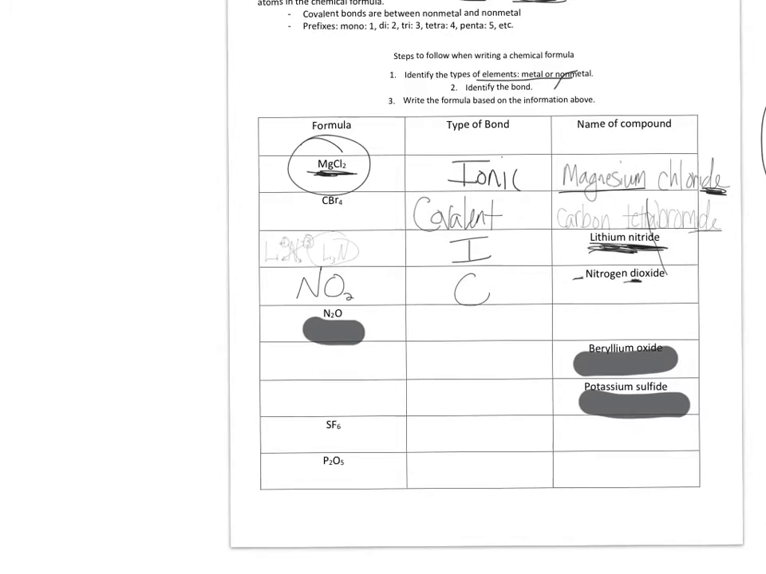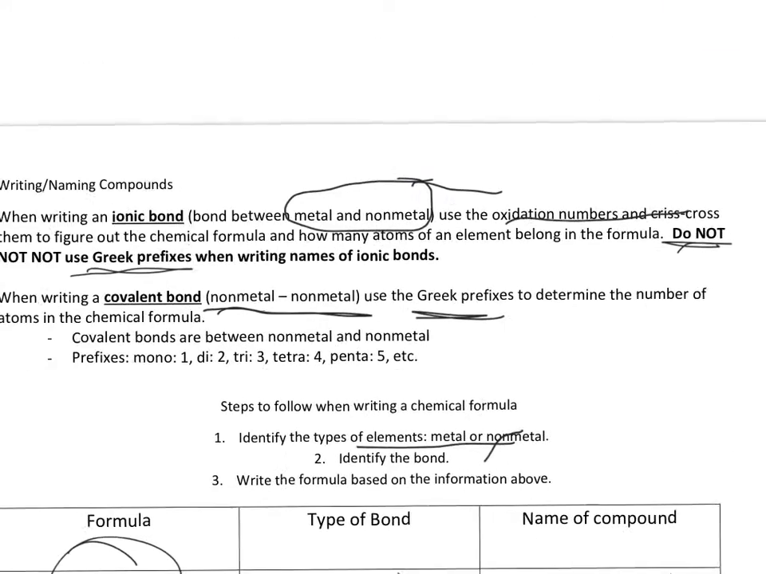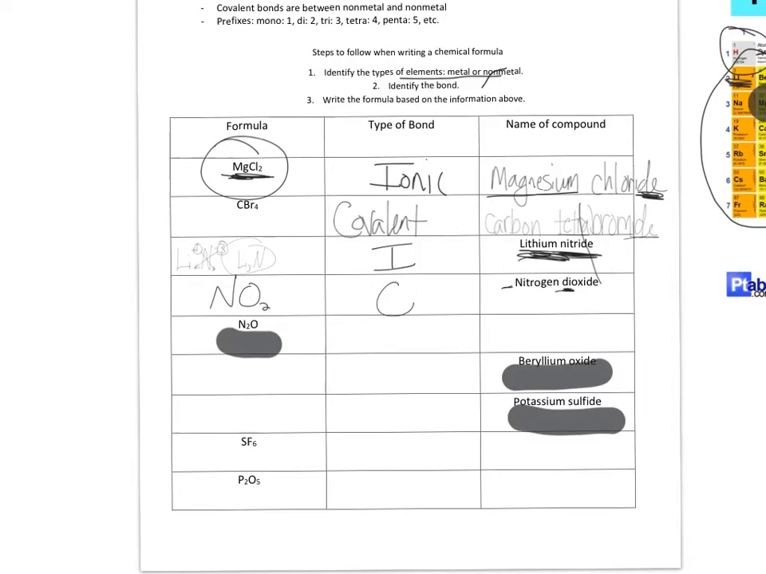It's just a hodgepodge of doing them differently. I'm not going to go through the whole thing with you, but that's basically all it is. You just have to ask yourself, what are the elements involved? If it's metal, non-metal, it's ionic. If it's 2 non-metals, it's covalent. And then use this information up here. If it's ionic, use oxidation numbers, not Greek prefixes. If it's covalent, don't use oxidation numbers. Use the Greek prefix. Pretty simple stuff.